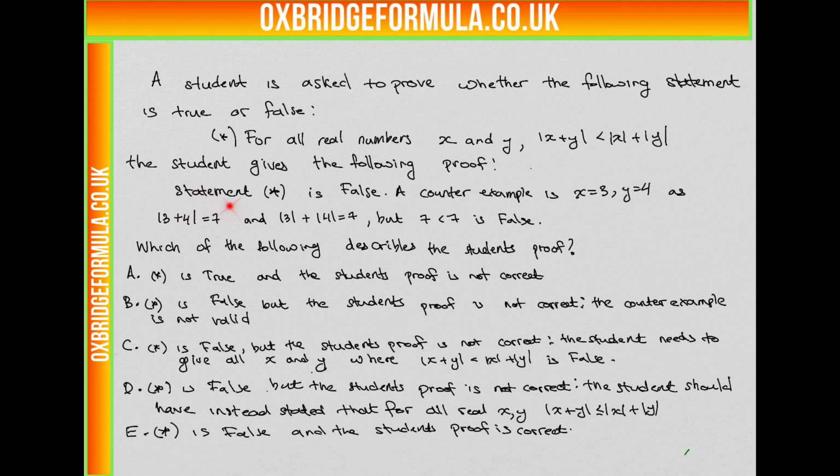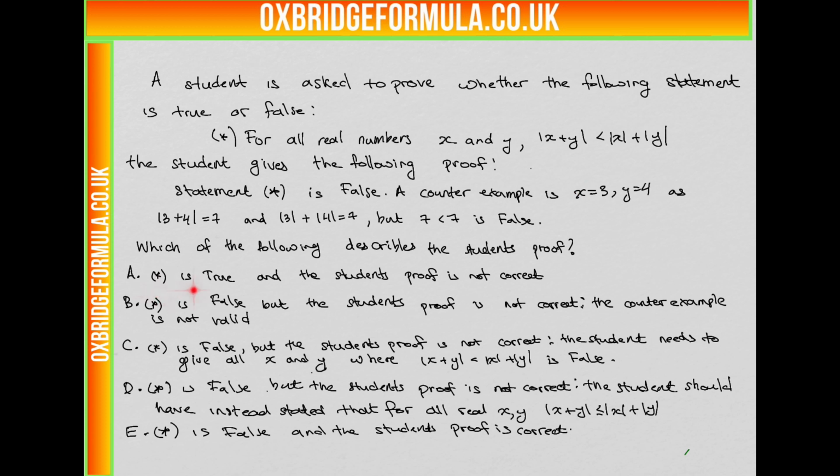So first, the student states that the statement is false, and then gives a counterexample with x equals 3 and y equals 4, and justifies it by saying that the absolute value of 3 plus 4 is 7, and the absolute value of 3 plus the absolute value of 4 is also 7, but we know that the statement 7 less than 7 is false. And then we're given the following options, which describe the proof.